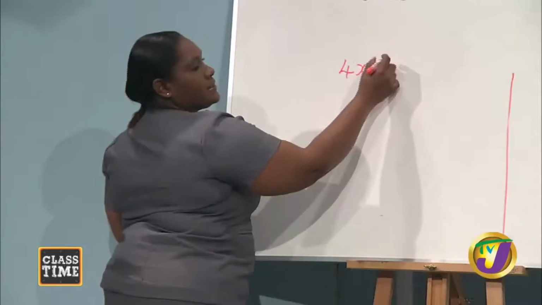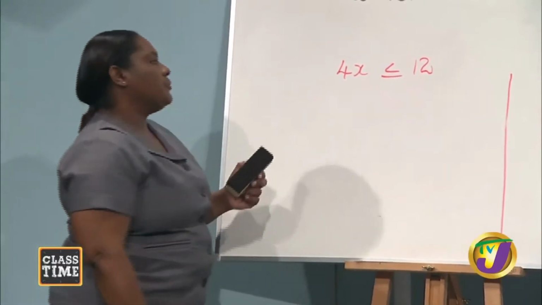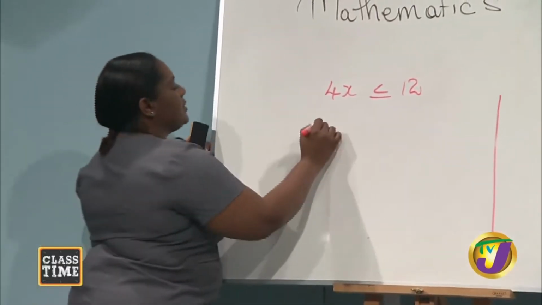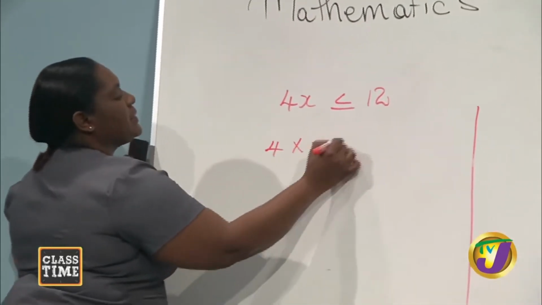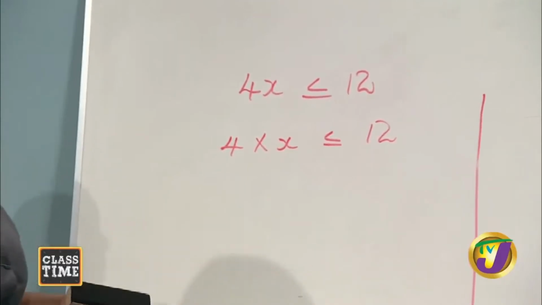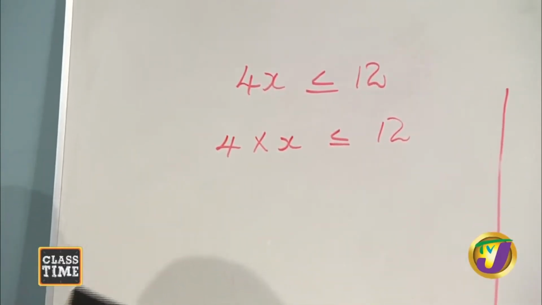So it's 4x is less than or equal to 12. And we could expand for those who might have glitches. So it is 4 times x that is less than or equal to 12. So now, we'll still do the inverse operation while we're trying to make x the subject of the formula.